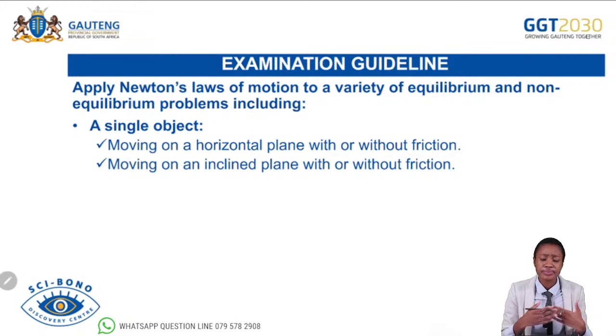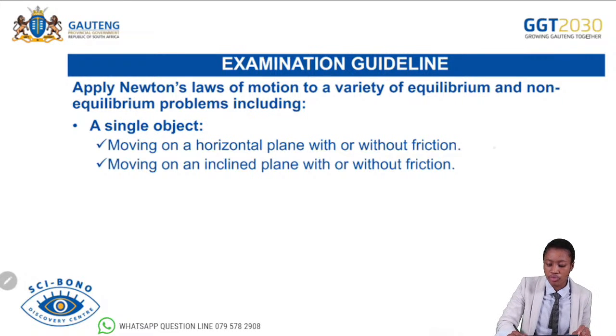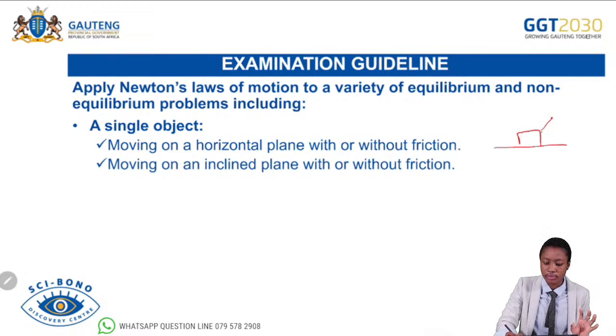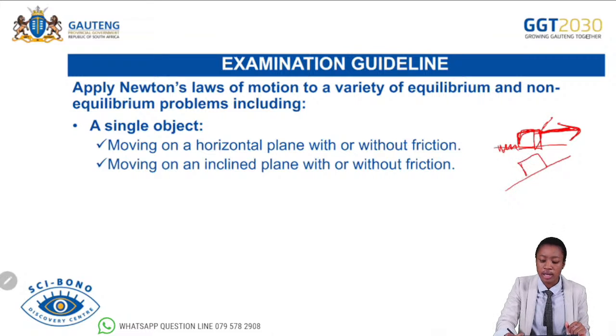When you're looking at the one that is on a horizontal plane without friction, for example, we have an applied force and the object is moving in this direction. So this is basically what? A single object. That's my single object, right? And then it is moving on a horizontal plane with an applied force, and there is no friction, or it could be a frictionless surface. They will tell you it's a frictionless surface, or they'll say there is friction, or we'll be looking at one that is on an inclined plane, where they'll either say that it's a smooth surface or there is friction.